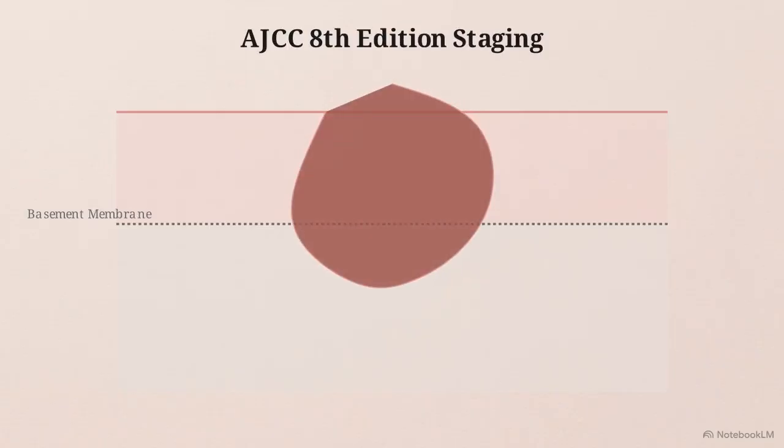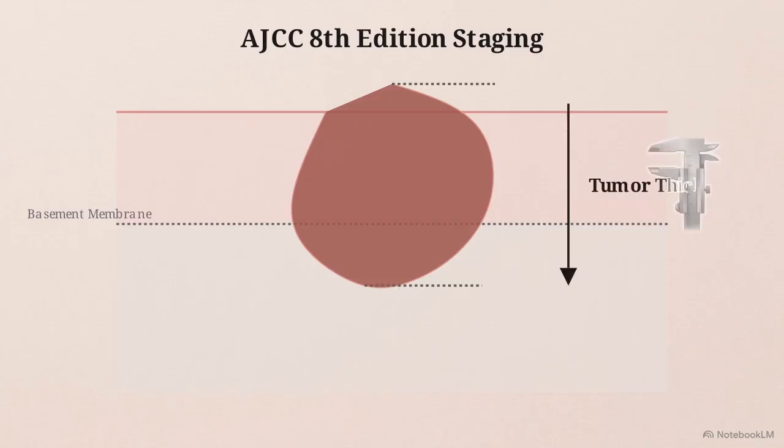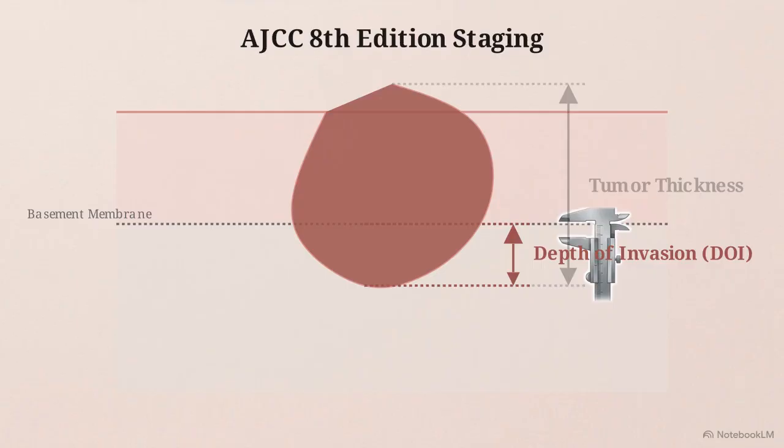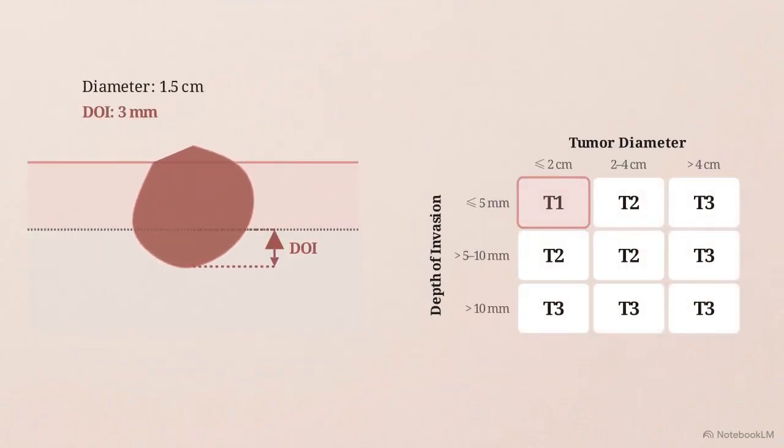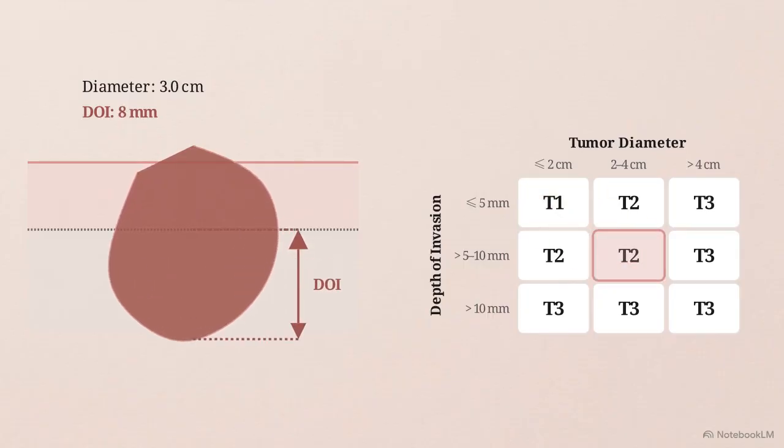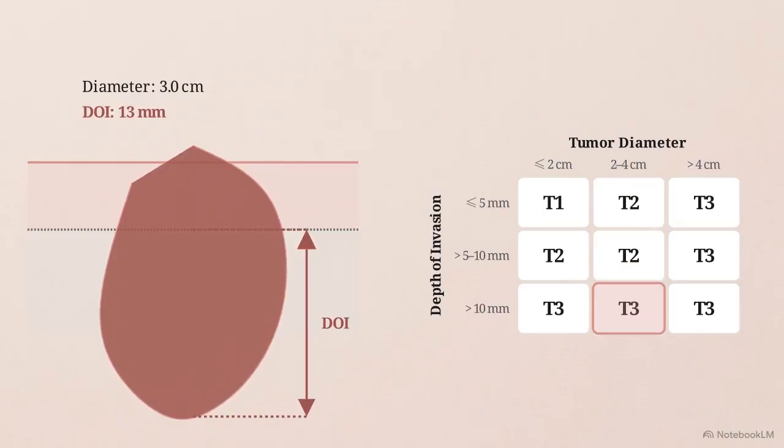AJCC 8th edition staging relies on depth of invasion. Tumor thickness measures vertical height. DOI measures strictly from the basement membrane down. Tumors under 2 centimeters with a DOI under 5 millimeters are T1. Greater sizes or deeper invasions escalate the stage to T2 or T3.